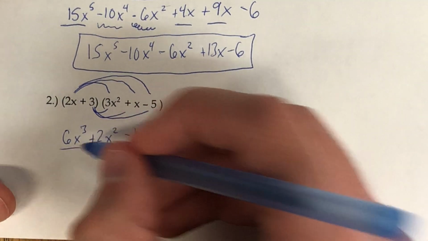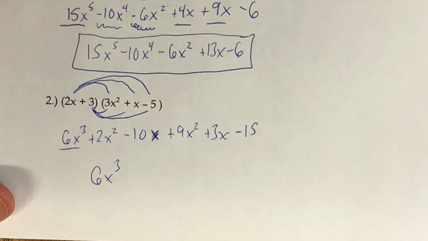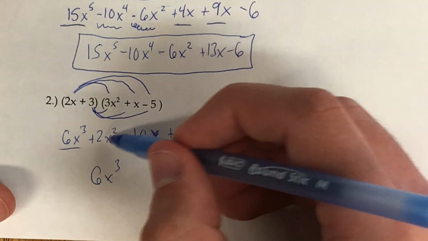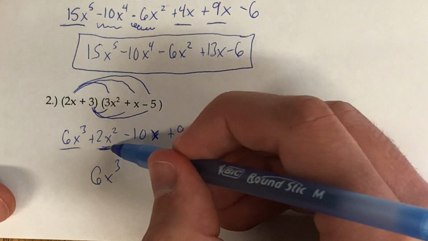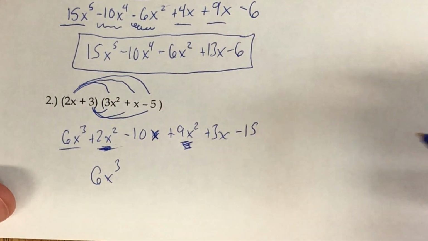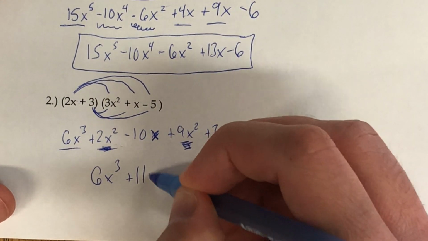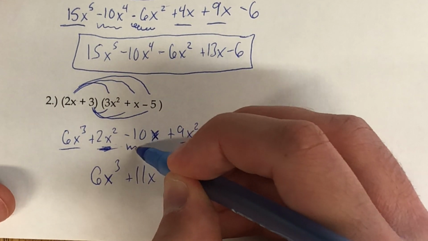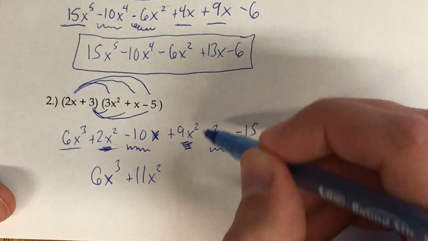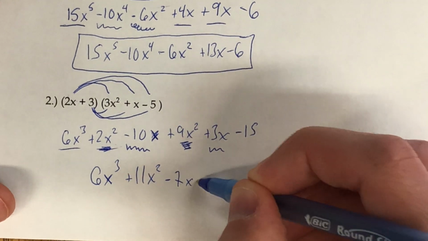Combine like terms. We have 6x cubed. We have 2x squared and 9x squared. 2 plus 9 is 11. We have negative 10x and 3x. Negative 10 plus 3 is negative 7. And then we have negative 15.